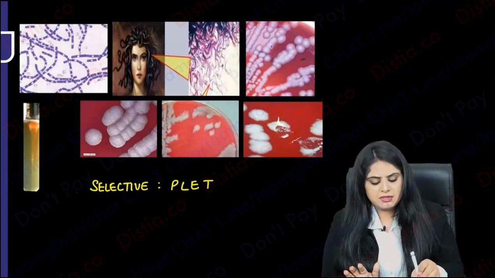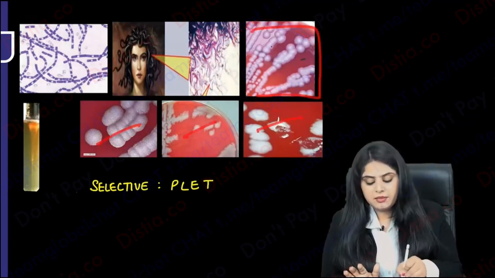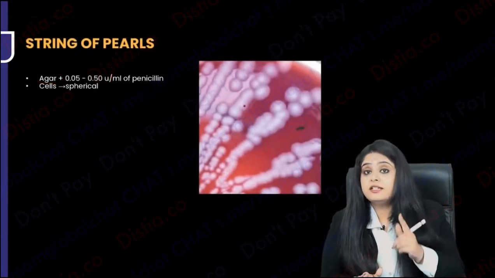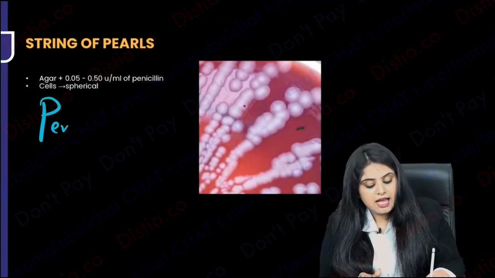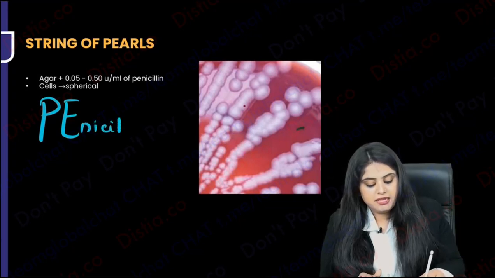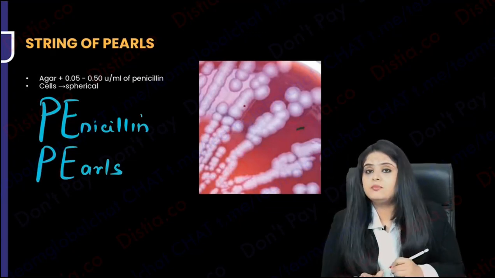So you'll say, it's the same, ma'am, this is also blood agar. This one is also blood agar, but there's a difference. To that blood agar, I have added penicillin. Look at the mnemonic. If I add penicillin, listen to me carefully. If I add penicillin, I am going to get the pearls appearance, the string of pearls appearance.